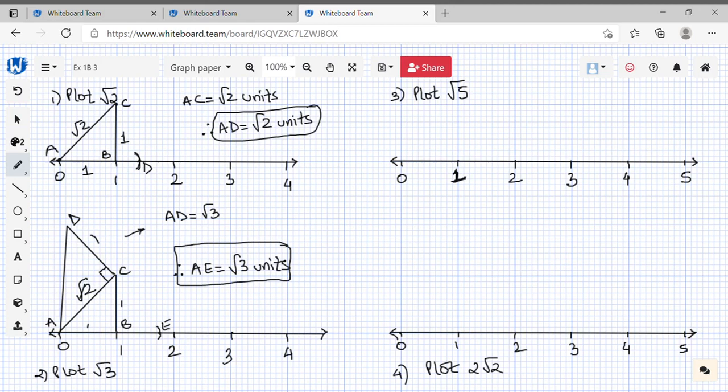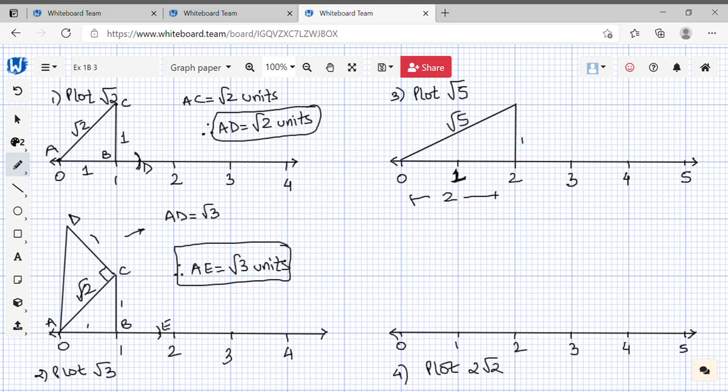to plot. Now, if I have to plot root 5, basically I am looking at a right angle triangle with one side 2 units and the other side 1 unit. So this is my root 5. This is 2 units here and this is 1 unit here. So this is root 5.